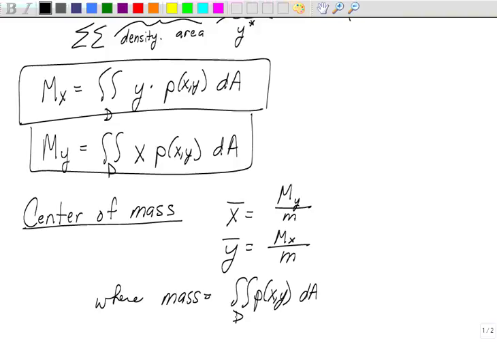Okay, so to see some examples, look at the sample homework problems.